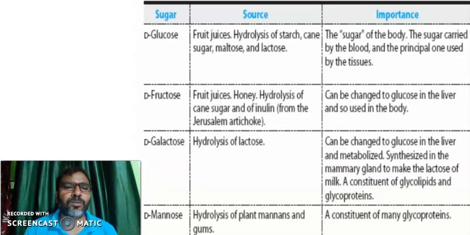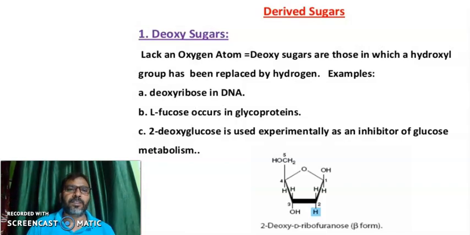D-glucose is found in fruit juices. D-fructose is found in fruit juices, honey, and from hydrolysis of cane sugar and of inulin. D-galactose comes from hydrolysis of lactose, and D-mannose from hydrolysis of plant mannans and gums.